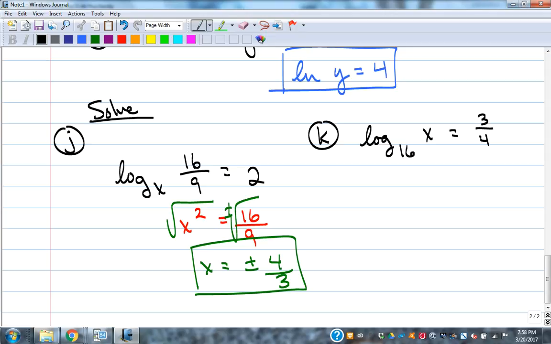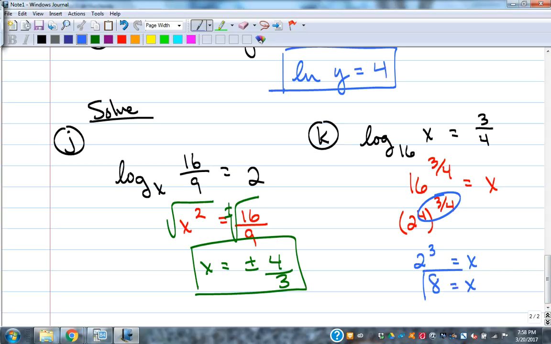Because I don't know a whole lot about log base 16, but I do know how to rewrite that as an exponential. That I could rewrite that as the base of what? 16 to what power is equal to x? Hey, that's already got x by itself. All I got to do is work out what 16 to the 3/4 power is. What do I know about 16? I know 16 is 2 to the 4th power. And then what do I do with these two exponents? Multiply. Well, that'd be 2 to the 3rd. And what's 2 to the 3rd power? x is equal to 8.